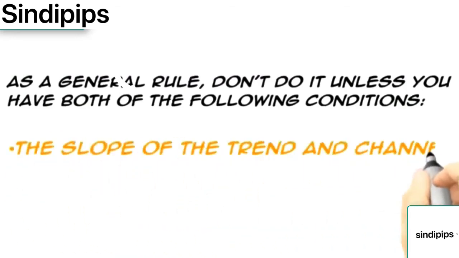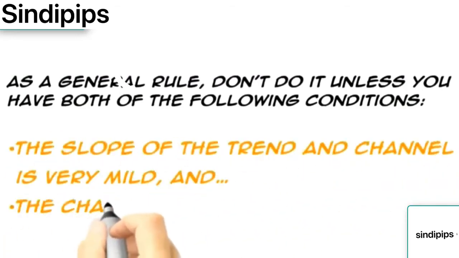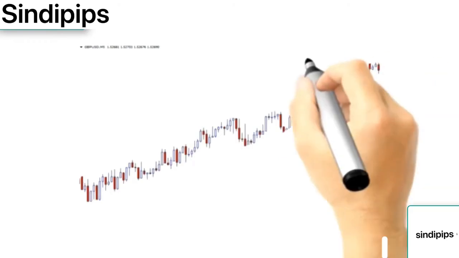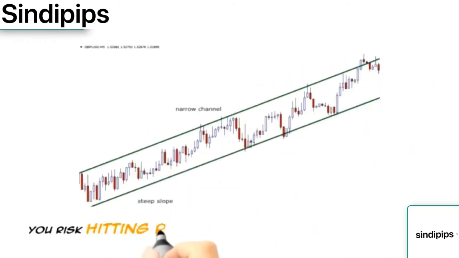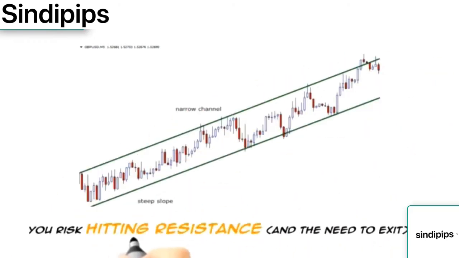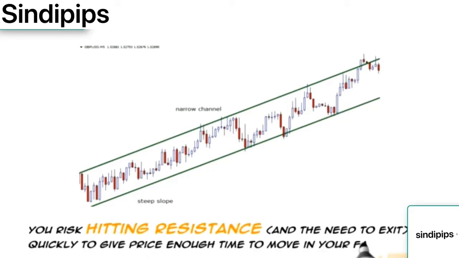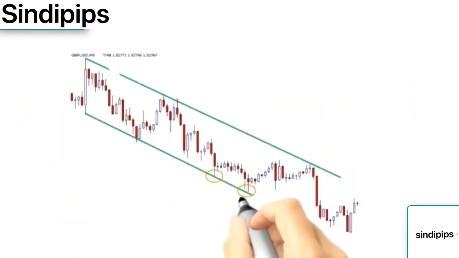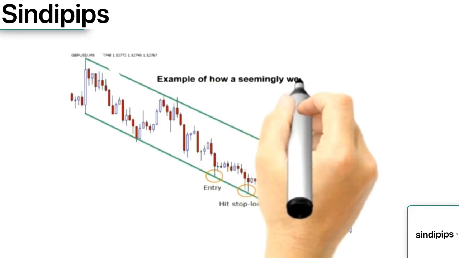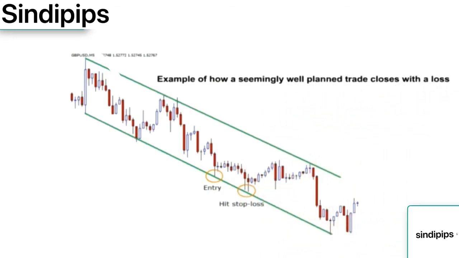The slope of the trend and channel is very mild and the channel is wide. If the slope is steep or the channel is narrow, you risk hitting resistance and the need to exit too quickly to give price enough time to move in your favor. Figure 4.9 shows an example of how a seemingly well-planned trade closes with a loss because when you trade against the trend of a steep and narrow channel, resistance moves closer with each candle and the trade doesn't have enough time to move in your favor.